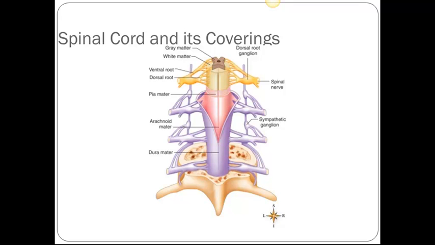So here's a picture of the spinal coverings. You have the dura mater on the outside here, the arachnoid mater, which is inside the dura mater, and the pia mater, which attaches to the spinal cord or spinal root. All three of these are then surrounded by the spinal column for protection.